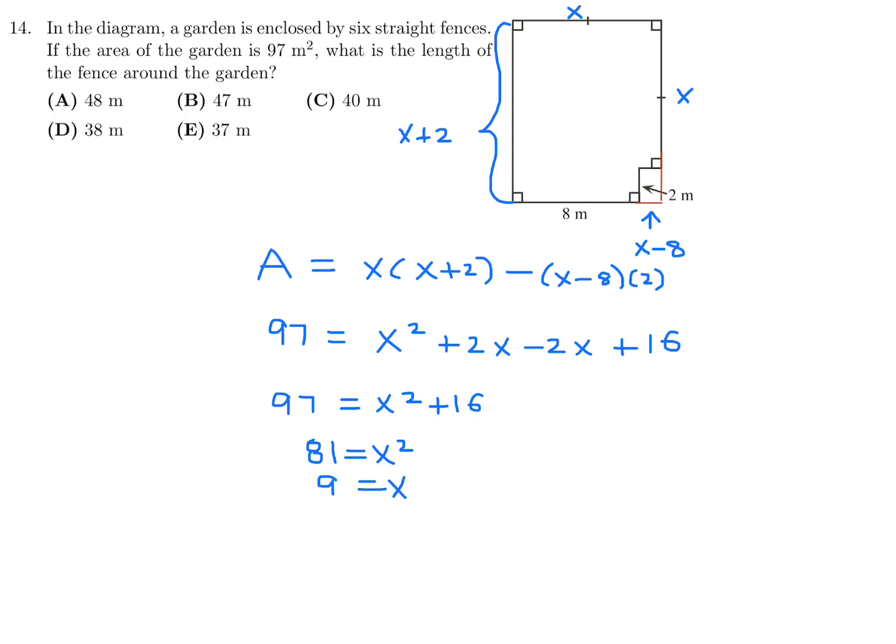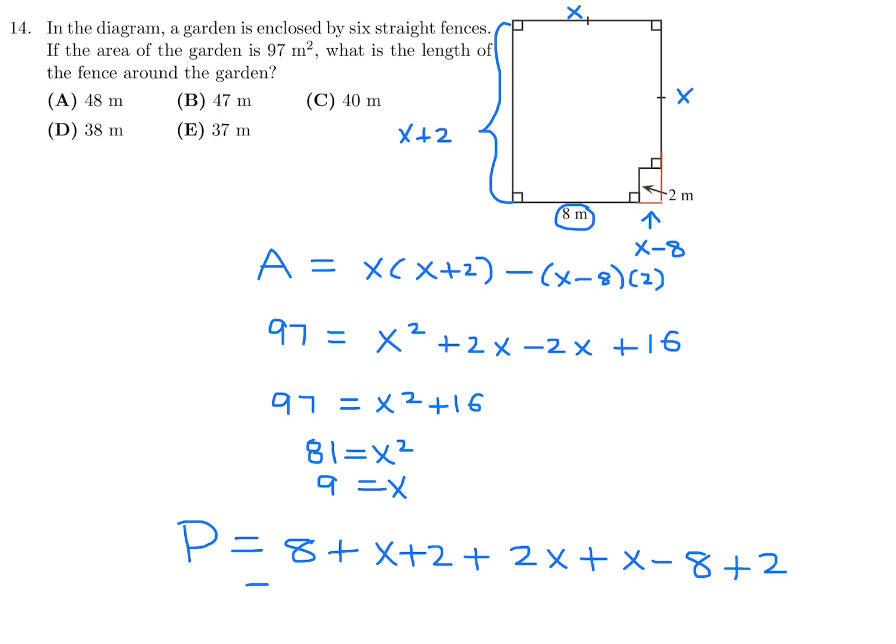Now we can figure out the perimeter. The perimeter, well, let's see here. First we got this side, and that's an 8. And then we have this side, so we have X plus 2. And then we have this X up here, and then another X there. So that's 2X. And then we have this distance, which is X minus 8. And then finally we have this distance, which is just 2.